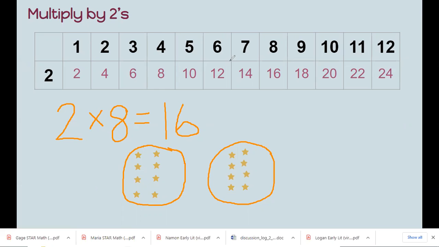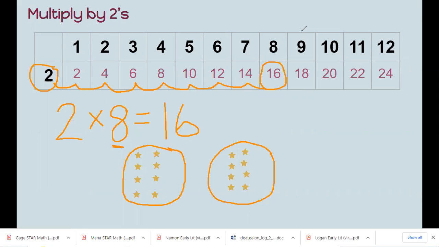I'm going to use my modified multiplication chart to check my answer. I'm multiplying by 2, and I'm multiplying by 2 eight times. So that means I'm going to do 8 jumps. Ready? 1 jump, 2 jumps, 3 jumps, 4 jumps, 5 jumps, 6 jumps, 7 jumps, 8 jumps. I got 16. So 2 groups of 8 is 16. Okay? I jumped 8 times to get to 16.